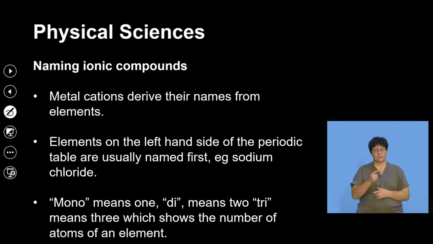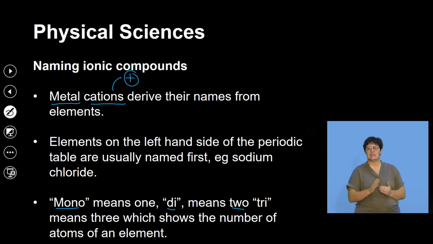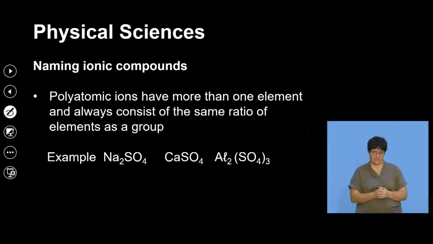Okay, and then in naming ionic compounds, these are some of the rules. The metal cation is derived from some element, okay? And then elements on the left-hand side will identify them to be the metals, okay? So these metals, in most cases, form cations, which are positive, okay? And so when we name these compounds, we start with the cation followed by the anion. In some cases, there will be terms like mono, meaning 1, di, meaning 2, tri, meaning 3, and so on. So these are some of the common features in naming substances.